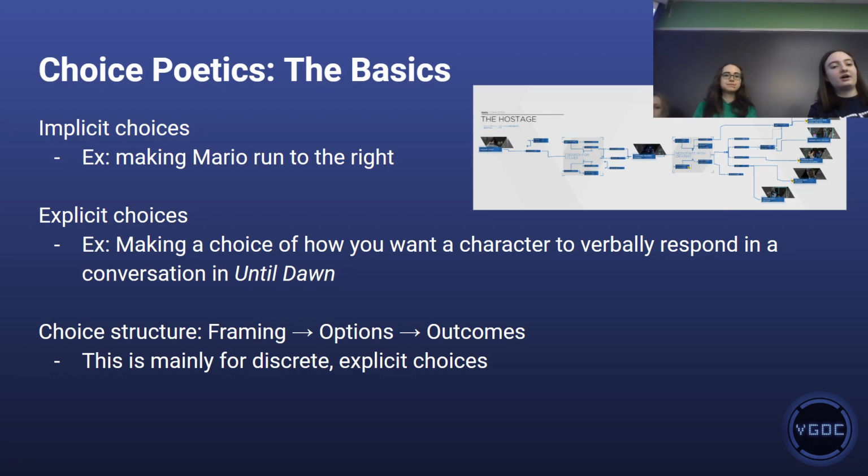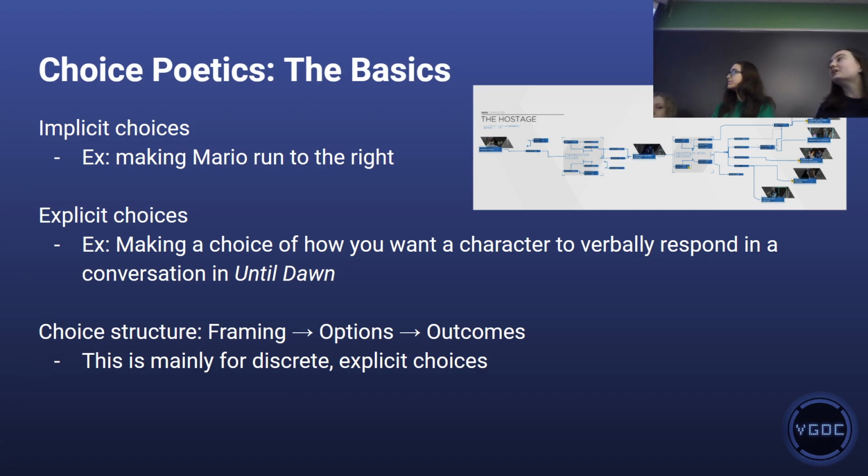The other side of this is that there are explicit choices, which are more of the stop and think, okay, I am sitting here and I know I'm making a choice and I need to choose something here. One example is making a choice of how you want a character to verbally respond in a conversation in Until Dawn.